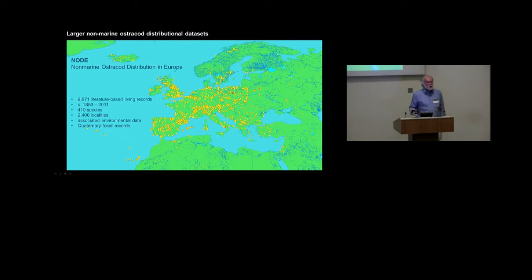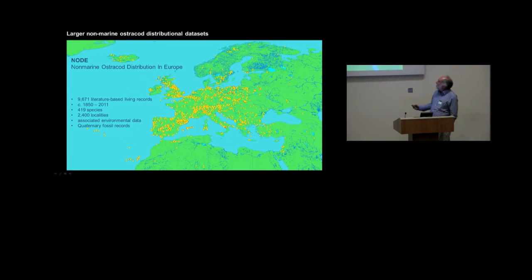So we need larger data sets, we need larger databases. So Node, that I've mentioned already, is a larger data set. It's got a good coverage of Europe. You can see there are some gaps. You can see that we have a fairly broad view of what constitutes Europe as well. We're moving down into North Africa and so on.